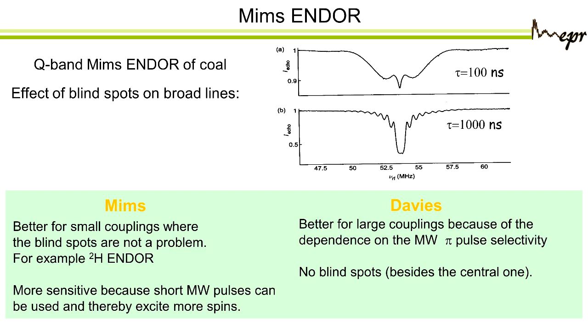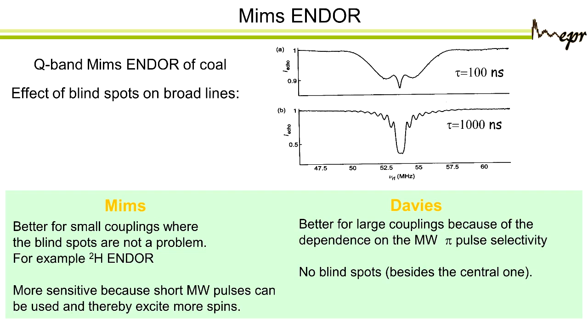So just now compare these two sequences. Mims is better for small couplings where the blind spots are not a problem. For instance, if you do deuterium ENDOR, the couplings are usually small because gamma is small. You always do Mims ENDOR because it will be difficult for you to be selective. When you have larger ones, you use Davies.